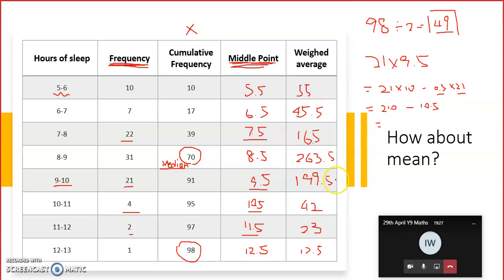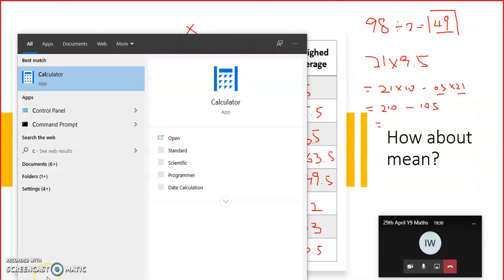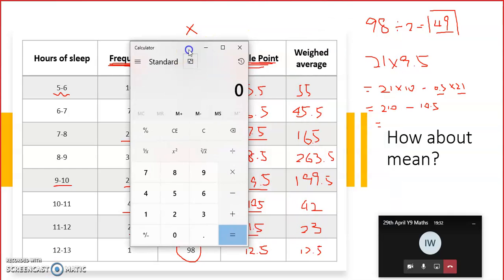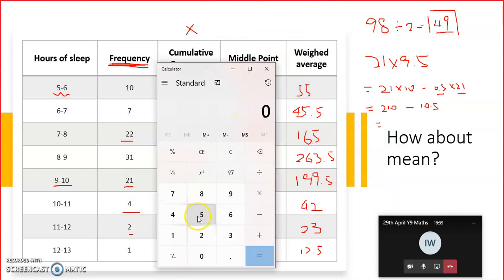So once you got that, you can just go on to use a calculator to sum everything up. Just to make sure you include everything. So 55 plus 45.5 plus 16.5 plus 263.5 plus 199.5 plus 42 plus 23 plus 12.5 is going to be equal to this one.